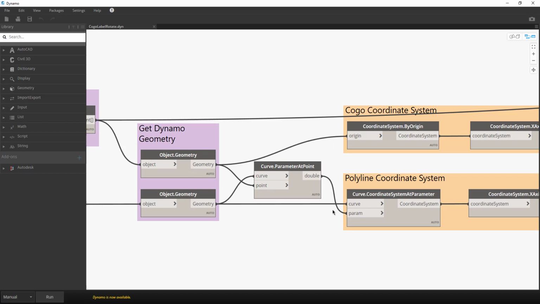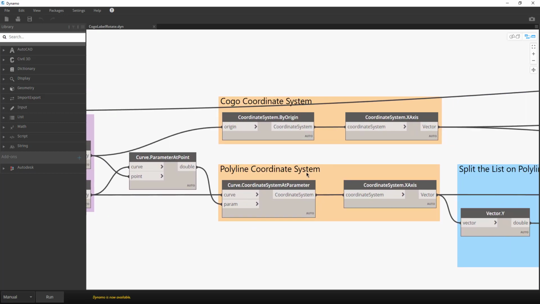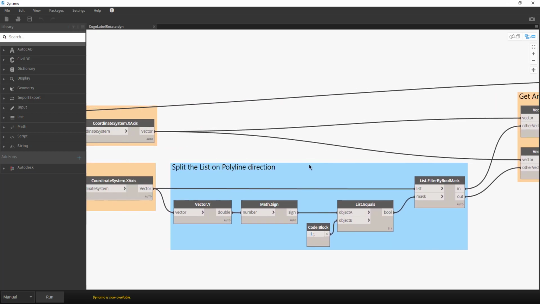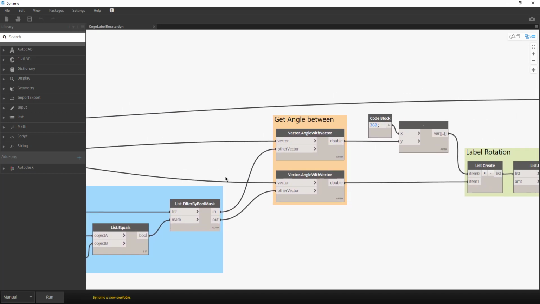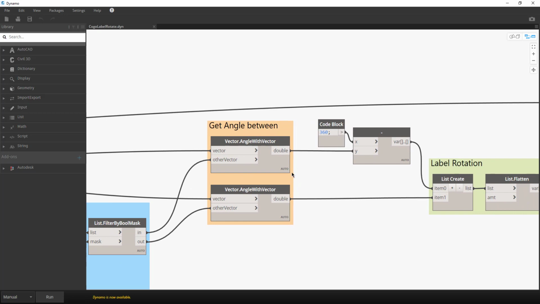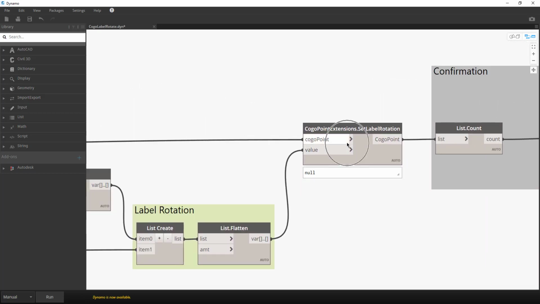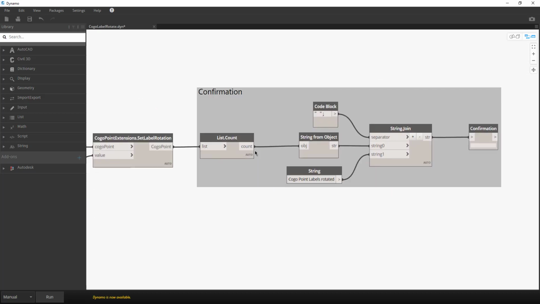It calculates the curve parameter, the polyline coordinate system, the COGO coordinate system, and it then ultimately uses those coordinate systems to calculate the angle between those two. So that's dependent upon the starting position of the rotation. And then at the top over here you can see the difference in angle that the text must be rotated to. I want to rotate that by 270. And then you'll see that the label rotation can then be set over there, and there we get the list count coming out.